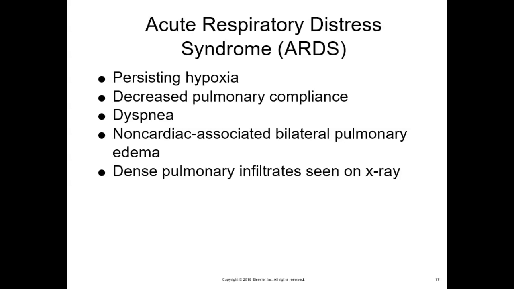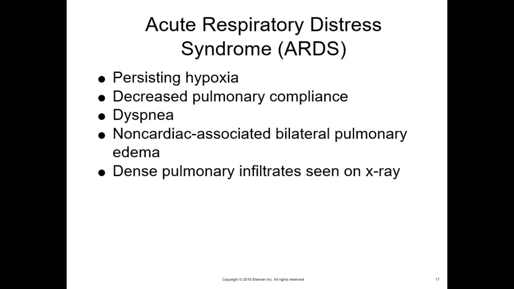Hypoxemia that persists even when 100% oxygen is given, also known as refractory hypoxemia. That's the cardinal feature. Decreased pulmonary compliance, dyspnea, non-cardiac associated bilateral pulmonary edema, and dense pulmonary infiltrates on X-ray with a ground glass appearance. Often ARDS occurs after an acute lung injury, and common causes of acute lung injuries are provided on Table 32-4 on page 626.